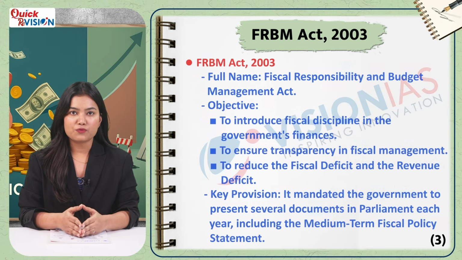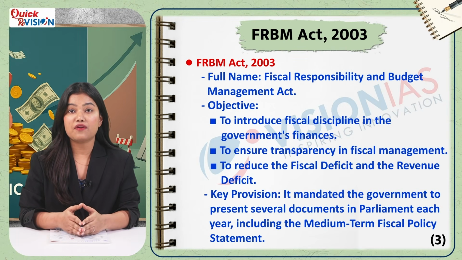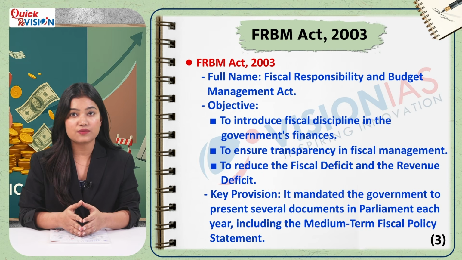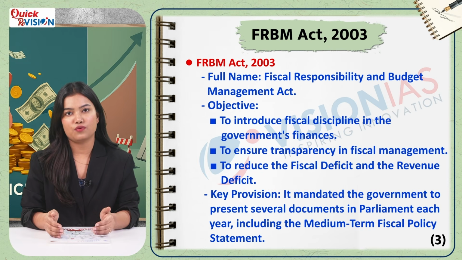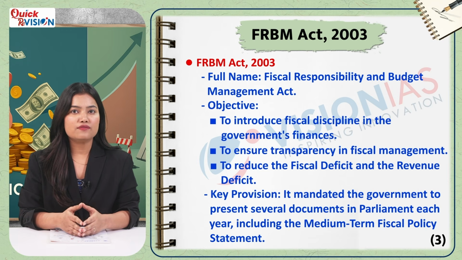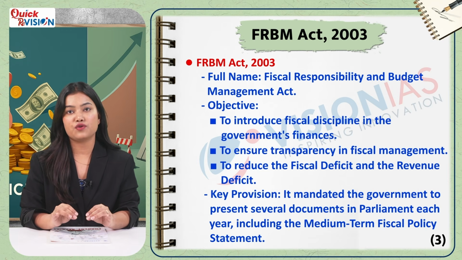To tackle these problems, the Fiscal Responsibility and Budget Management, or FRBM, Act was enacted in 2003. The main objective of this law was to bring transparency to India's fiscal management systems and to set a long-term goal of fiscal stability for the government. It aimed to progressively reduce the fiscal deficit and completely eliminate the revenue deficit.